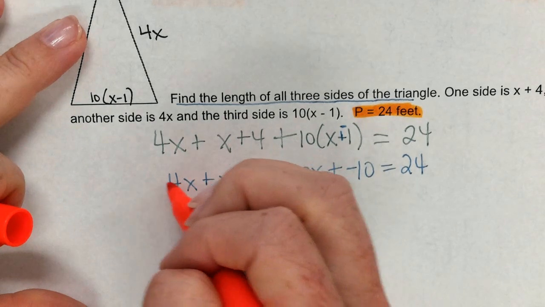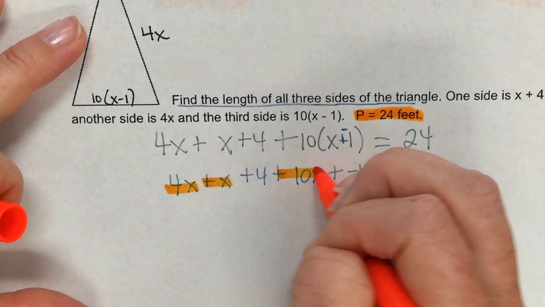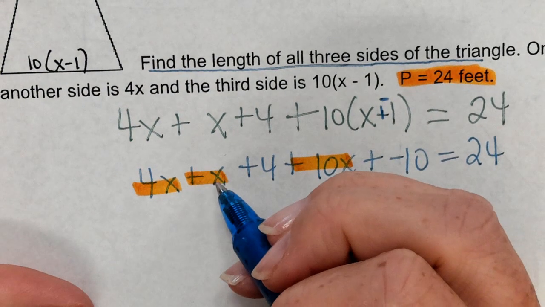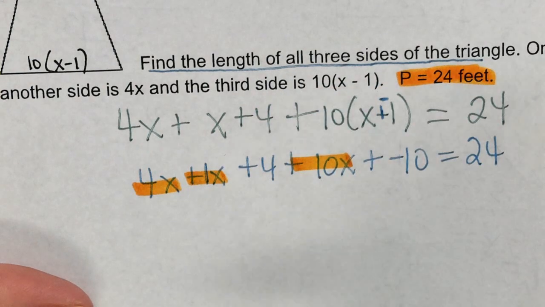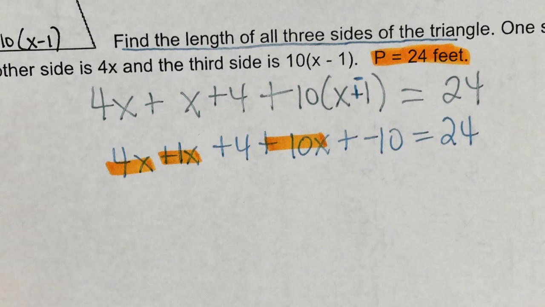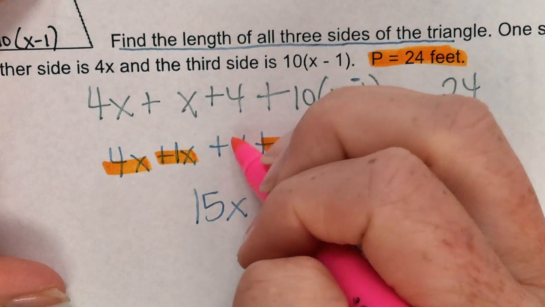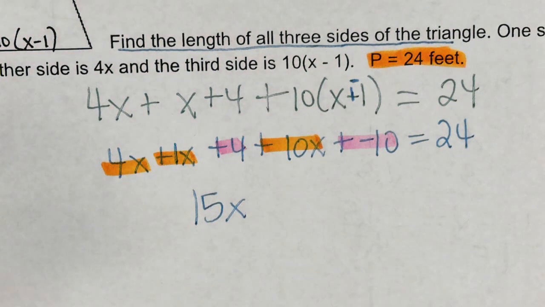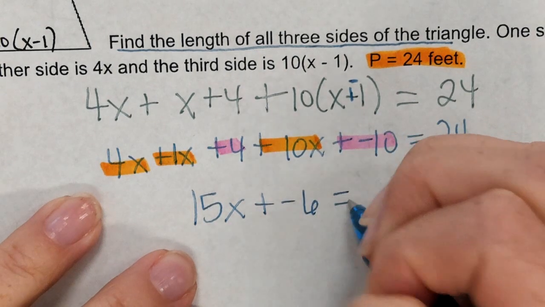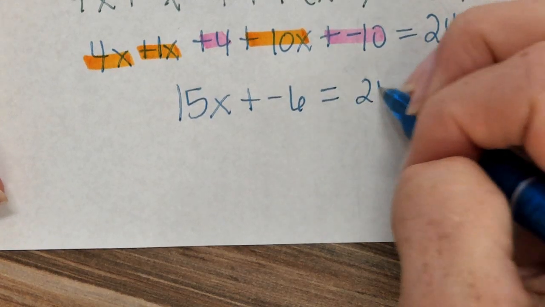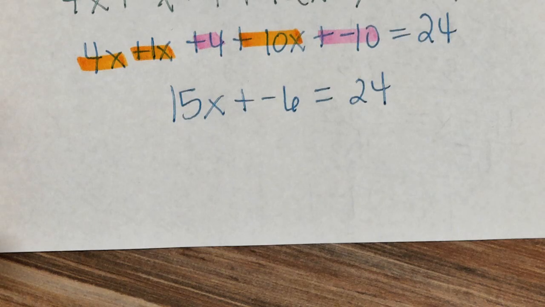Now I'm going to combine like terms. I have 4x plus x plus 10x. What coefficient is in front of this x? What is 4 plus 1 plus 10? 15x. What else is alike that I can combine? Positive 4 plus negative 10 is negative 6. And that all has to equal 24. It really isn't hard, is it? It's just the side plus the side plus the side equals the perimeter.